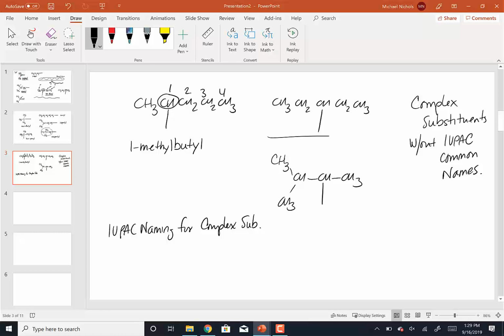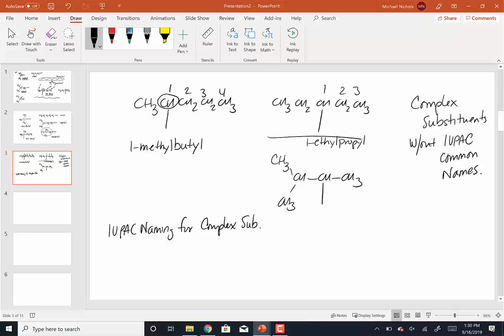What would this one be called? I got to start numbering at the attachment point. What's the longest chain? 3. So does it matter if I go left or right? No. Go right. So this is a 1-ethyl propyl group.